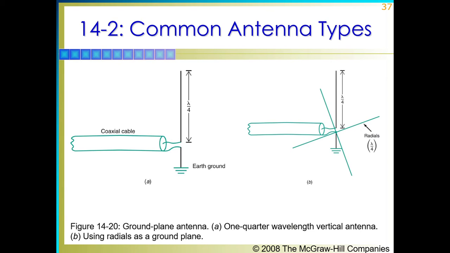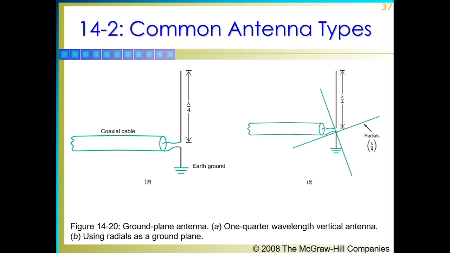The figures on this slide show two types of ground plane antennas. The first one shows a one-quarter wavelength vertical antenna, while the second one shows the use of radials as a ground plane. Vertical polarization and omnidirectional characteristics can also be achieved by using a one-quarter wavelength vertical radiator, as shown in the first figure.